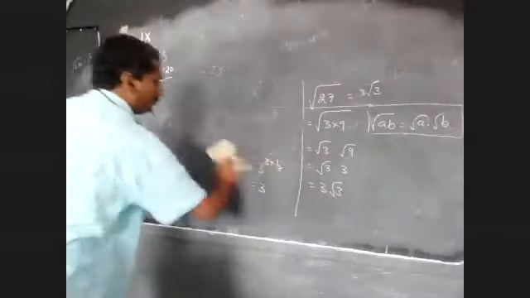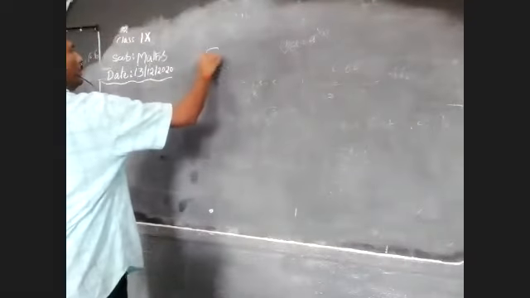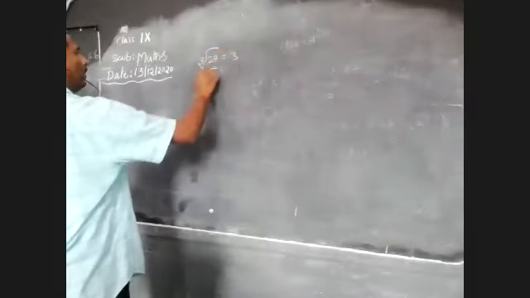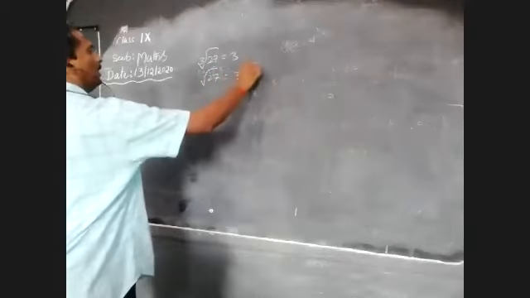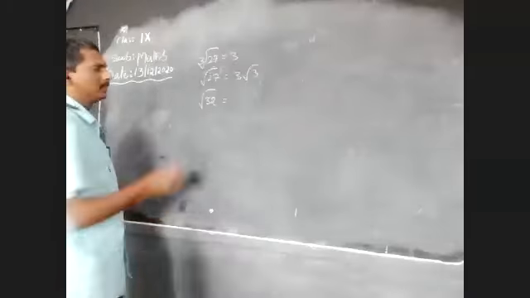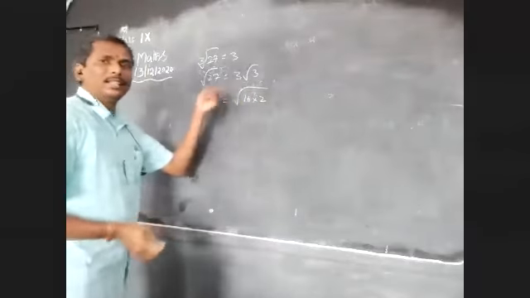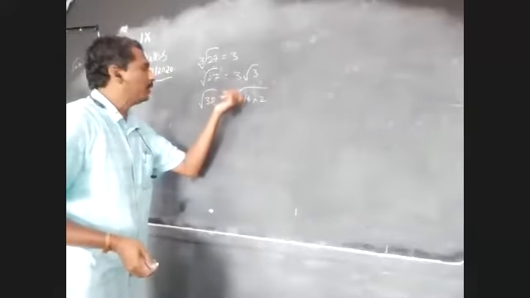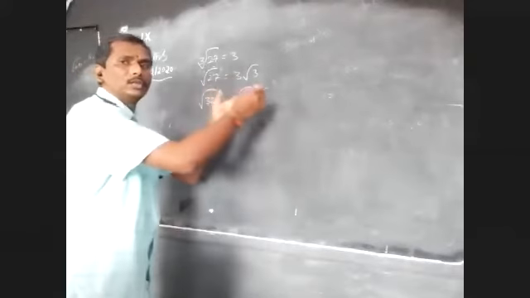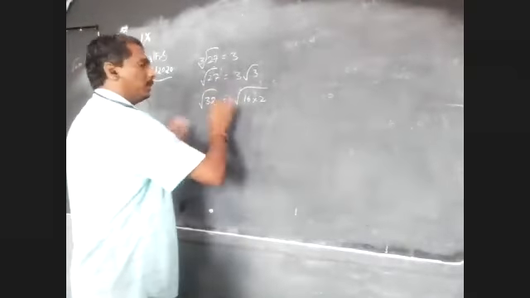Similarly, in this example, the cube root of 27 is 3, and the square root of 27 can be written as 3 root 3. Likewise, root of 32 can be written as root of 16 times root 2. Why am I taking 16? Because 16 is a perfect square, so I am taking it directly here. Otherwise, you can go through the prime factorization of 32, and then take the pairs.